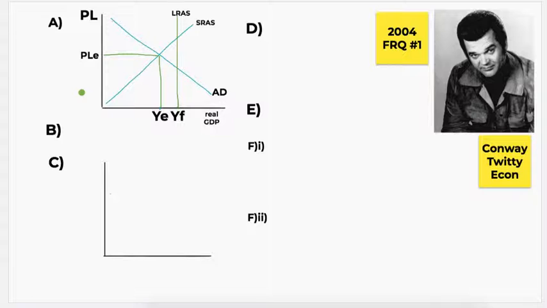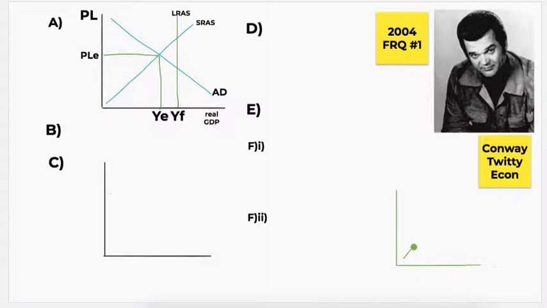Part B says identify an open market operation that could restore full employment in the short run. Open market operations are buying and selling bonds. Well, we want to get back to full employment, so we need to shift the AD to the right. So we need expansionary monetary policy. Monetary policy is changing the money supply. So expansionary monetary policy involving bonds. So I'm going to go down here and just draw a quick, that was good.